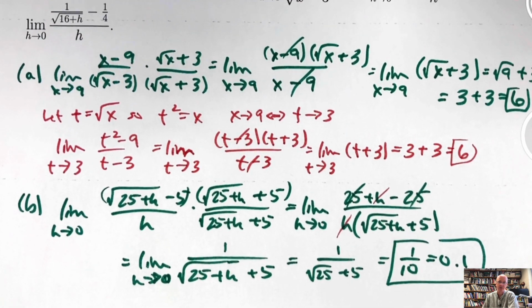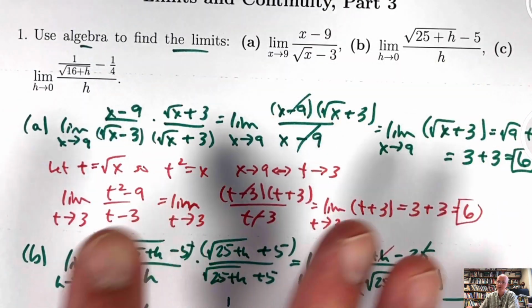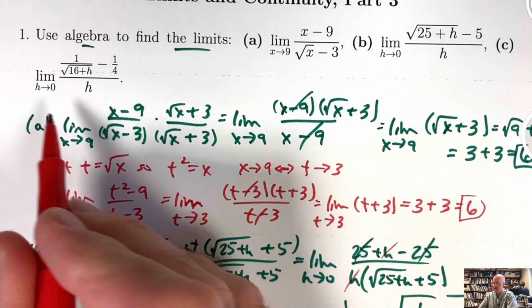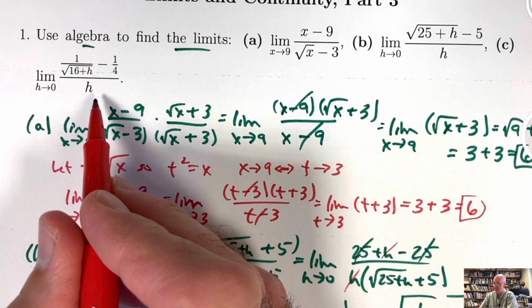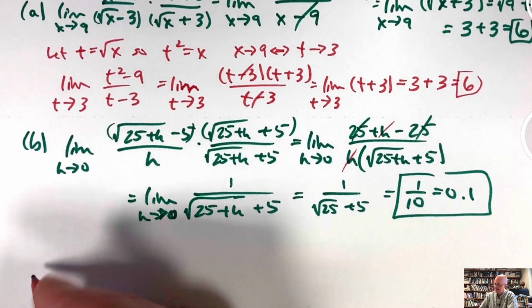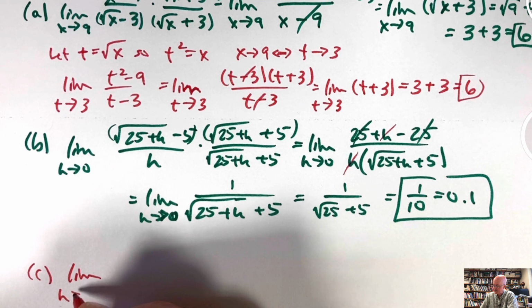And again, this is related to derivatives. If you know something about derivatives and using limits to evaluate derivatives, these kinds of things should look familiar. All right, finally on to part C. Evaluate this crazy looking limit where we've got fractions within fractions in addition to square roots. All right, let's go ahead and write it down here.